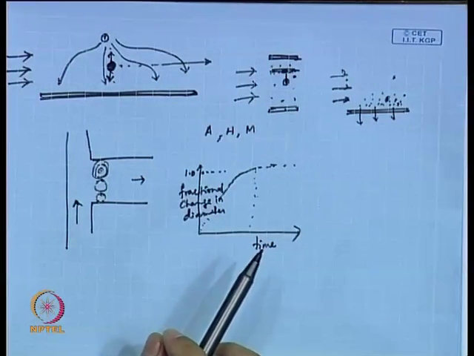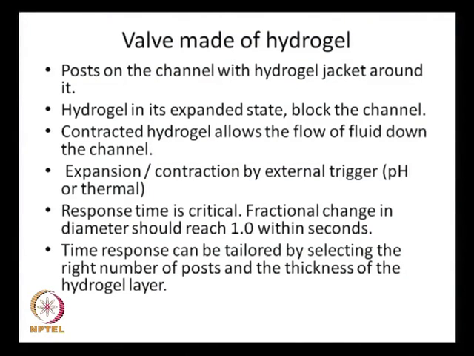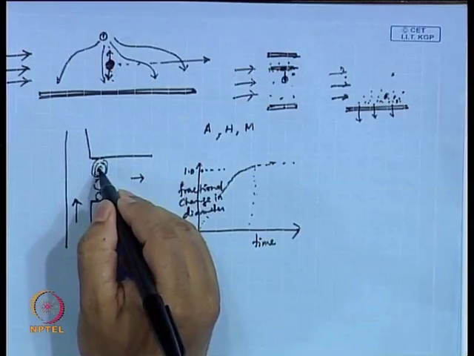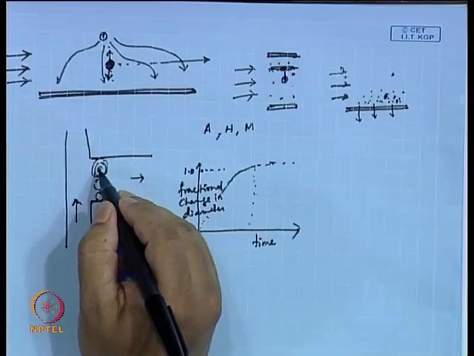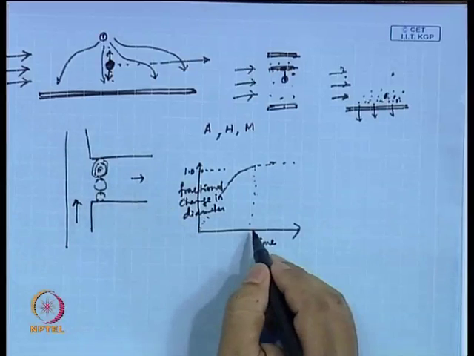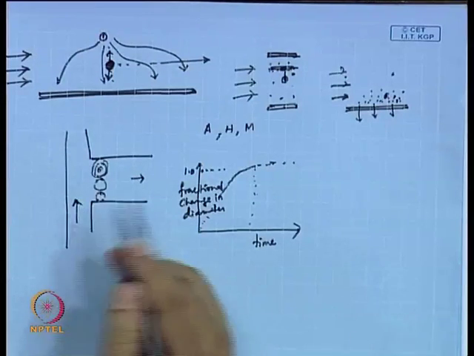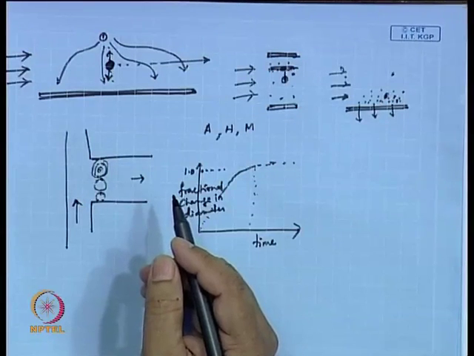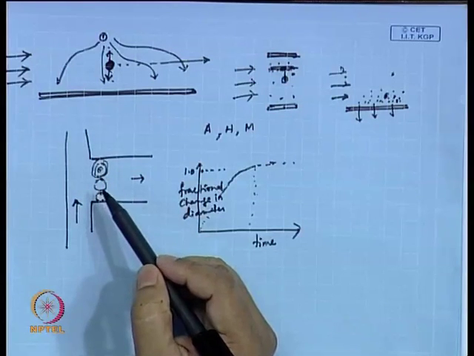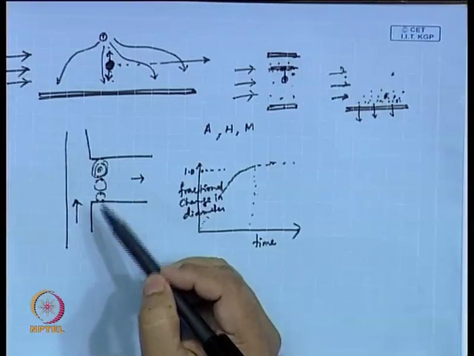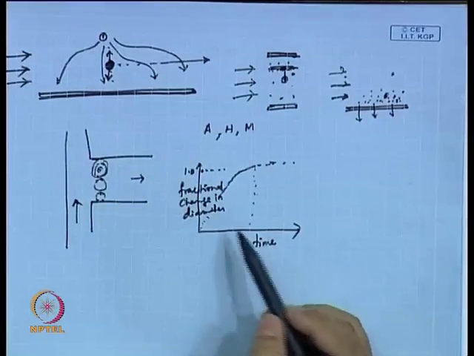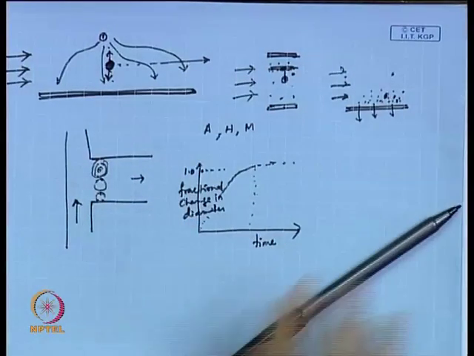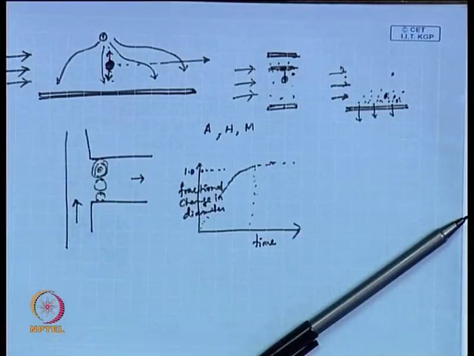And another important point is time response can be tailored by selecting the right number of posts and the thickness of the hydrogel layer. See, you have a choice of number of posts and what thickness of the hydrogel layer you want to pick up. Now, you should choose it such that it matches the response time, so that the valve gets closed within seconds. All right. I mean, you got my point. What I'm trying to say, the number of posts that you have, the thickness of the gel layer, all these things are in your hand. So, you would be playing with them as well, and see the fractional change in diameter, and then you come up with the best design.